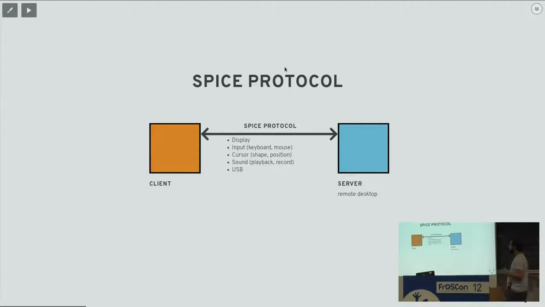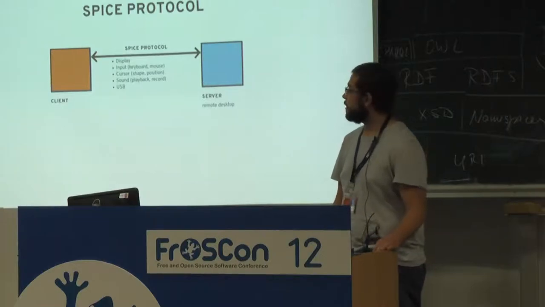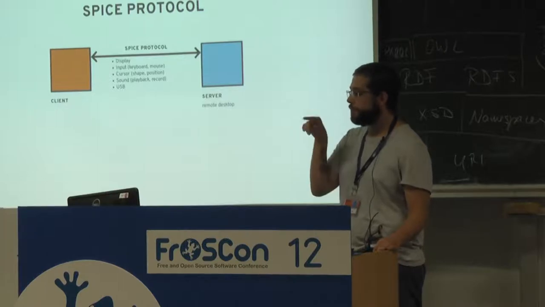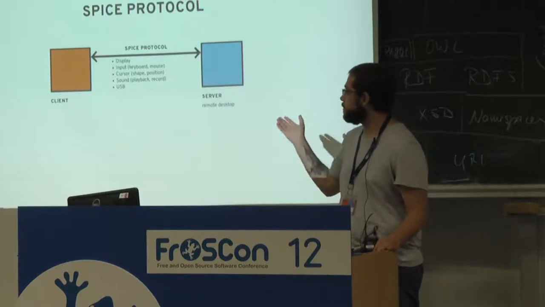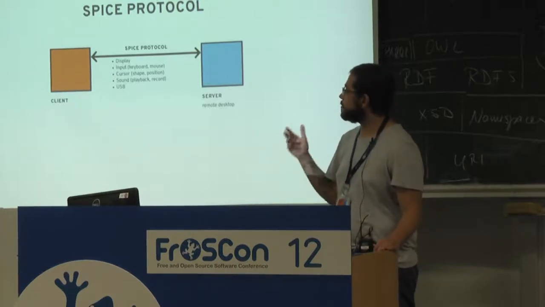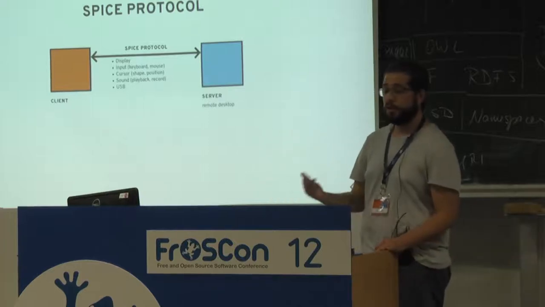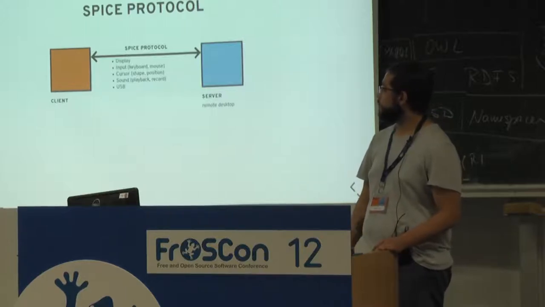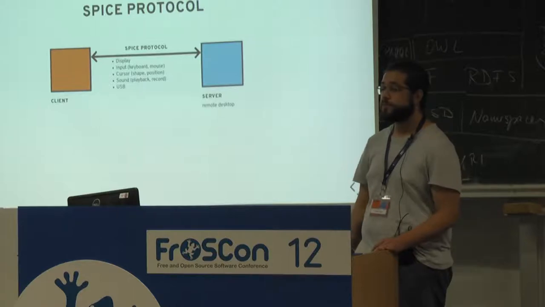Now, we have, for instance, the display channel, which is basically what you see, or the drawing. The input channel could be the keyboard or the mouse, so you can interact with it. The cursor channel is basically to send the shape and the position of the mouse. For sound, there are actually two channels, the playback channel and the record channel, so you can do input and output. And USB channels, where you can, for instance, redirect flash drives, webcams, and any other device.